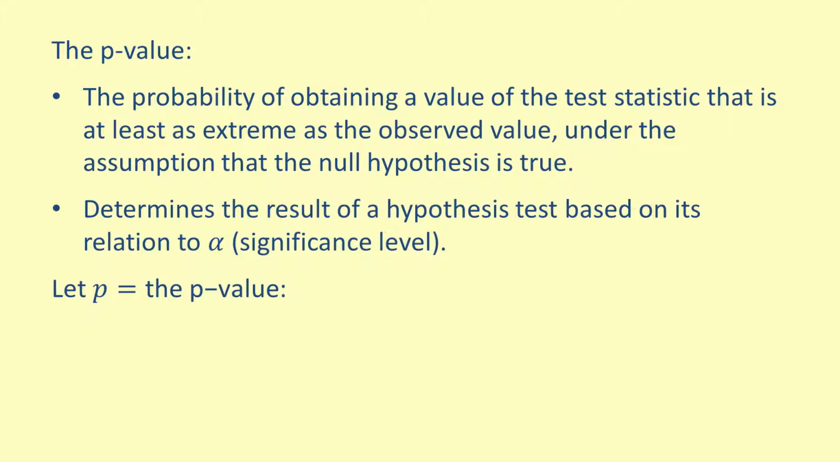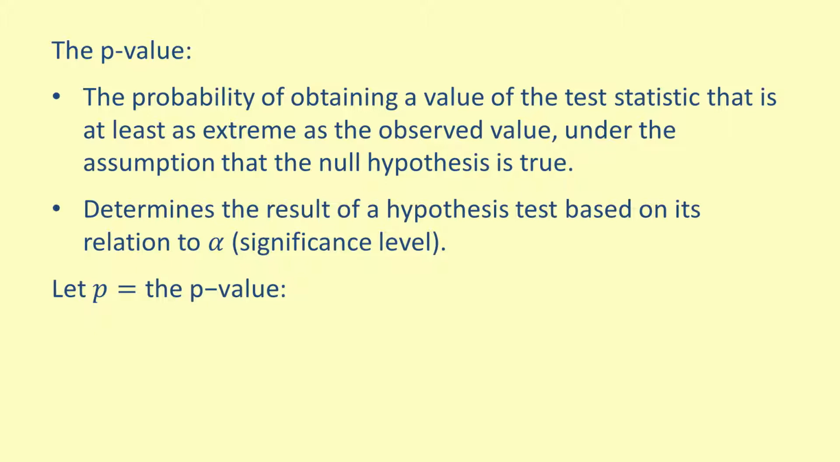For a right-tailed test, it is the probability of obtaining a test statistic that is greater than or equal to the observed value of the test statistic, assuming the null hypothesis is true. For a two-tailed test, it is the probability of obtaining a test statistic that is at least as large in magnitude as the test statistic.